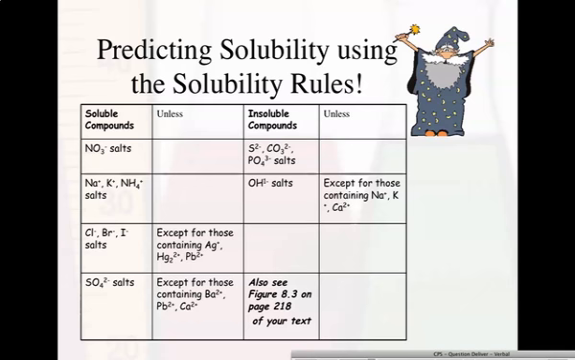Good. It's going to pop up the next one under him again. BaSO4, barium sulfate, soluble or insoluble? Yeah, that falls under one of my unlesses. So it would have been soluble, but it has that Ba, so it's insoluble. Good. Okay, it's going to pop up under him again. Li2S, lithium sulfide. Soluble or insoluble?